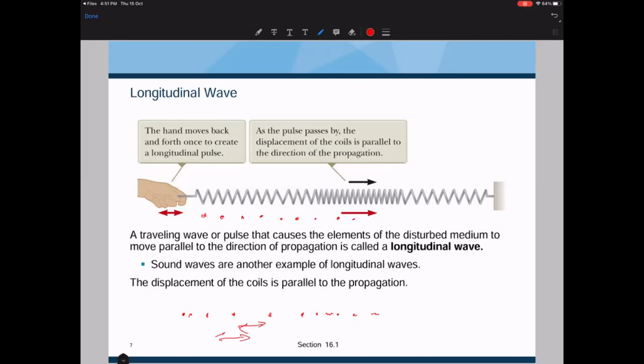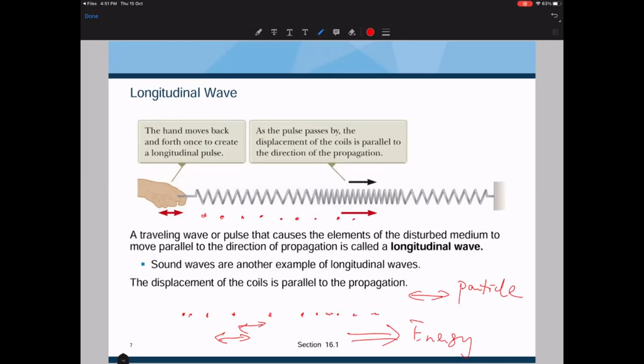Particles are moving either left or right. At the same time, energy would be traveling towards the right. So the energy travel direction is parallel to the particle movement direction. So that is the situation of the longitudinal wave.